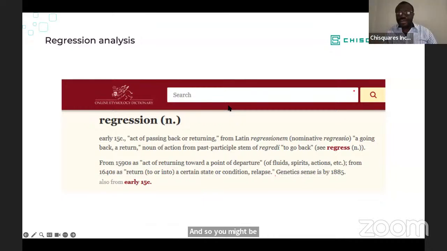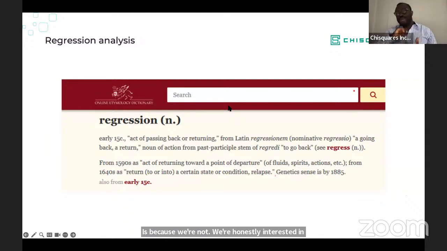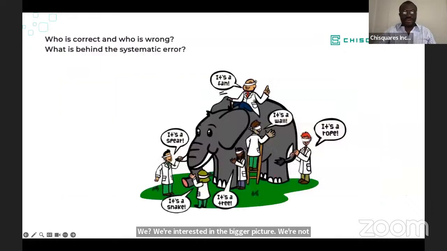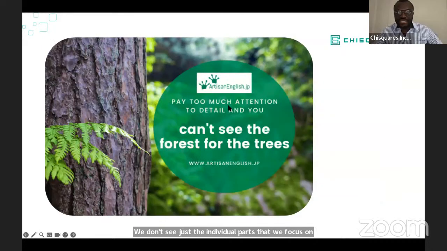Well, it's because we're not necessarily interested in the fruit in the basket. We're interested in the bigger picture. We're not interested in seeing the trunk of the elephant or the legs of the elephant or the tail. We want to see the entire elephant in its entirety, right? So we must move backwards. Otherwise, we won't see the big picture. So regression analysis is all about moving backwards so that we don't see just the individual parts, but we focus on the bigger picture. So we can see the entire picture. That is what regression analysis is, right?